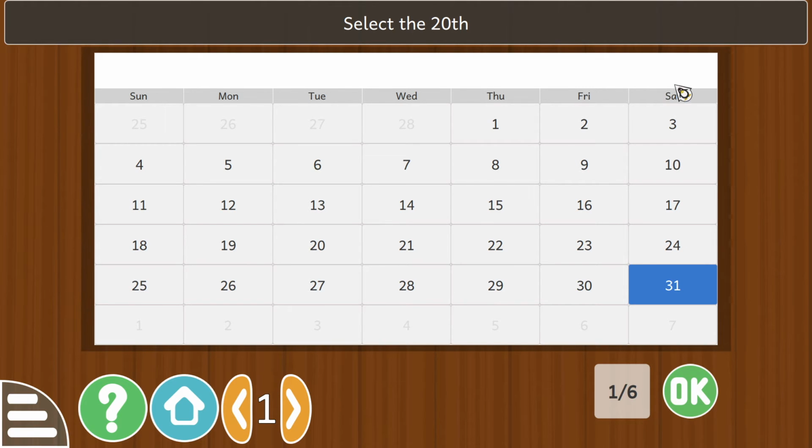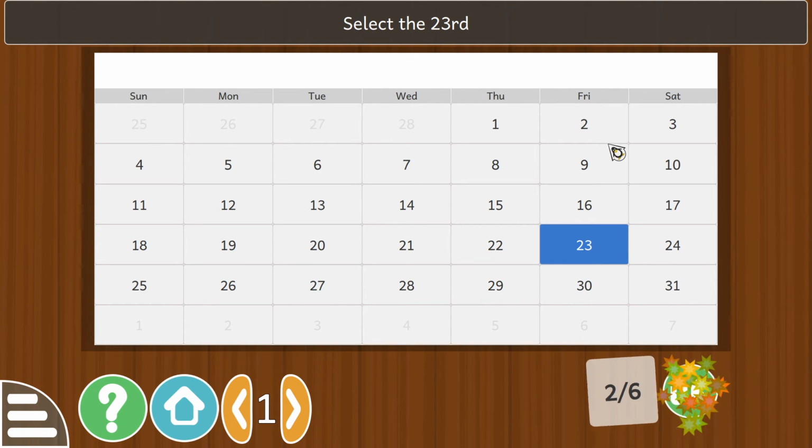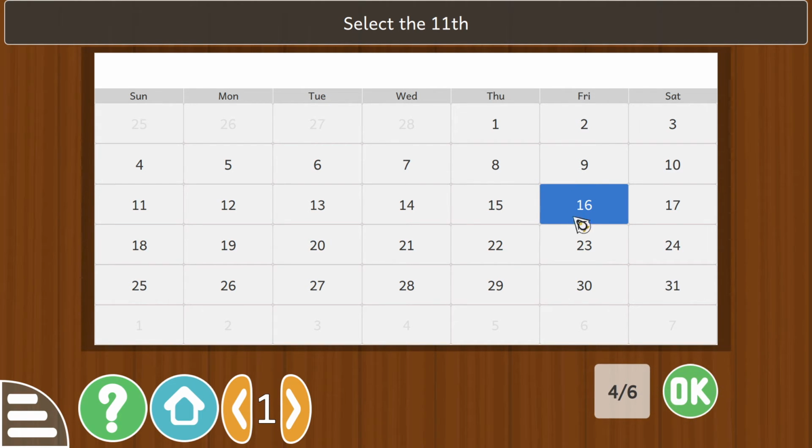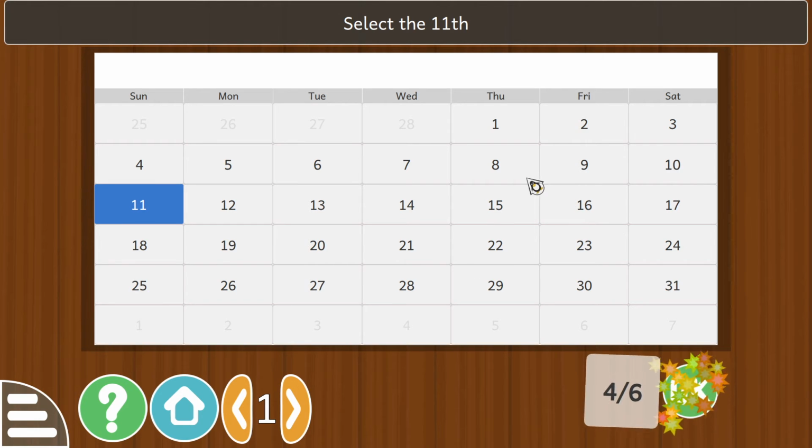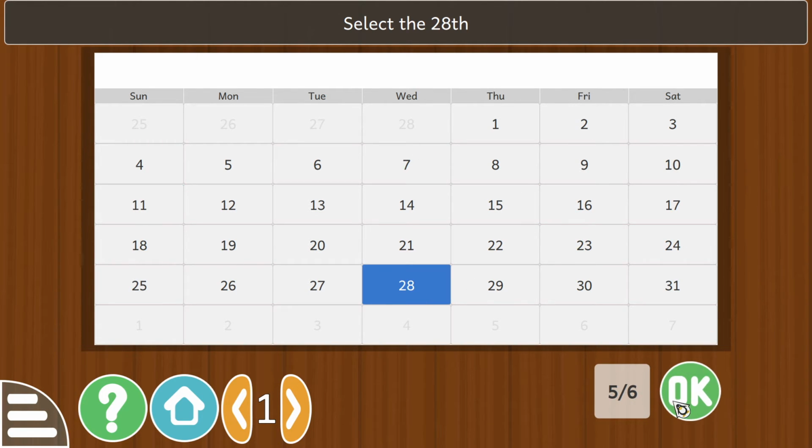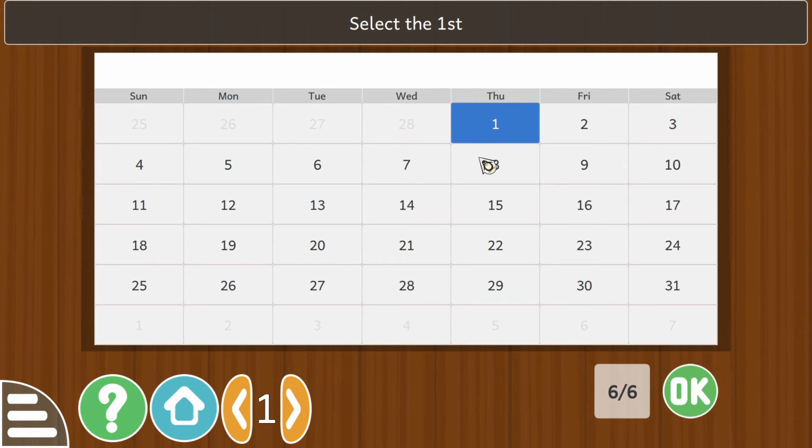And you've also got Saturday and Sunday as the typical 2 days off that people would have if they work office jobs or so. Some people might work as police or ambulance and they wouldn't have typical hours, so they might work a rotating roster. So select the 20th, which is a Tuesday. Select the 23rd, it's a Friday. 16th, also a Friday. 11th is a Sunday. And 28th, a Wednesday. And the 1st is a Thursday.